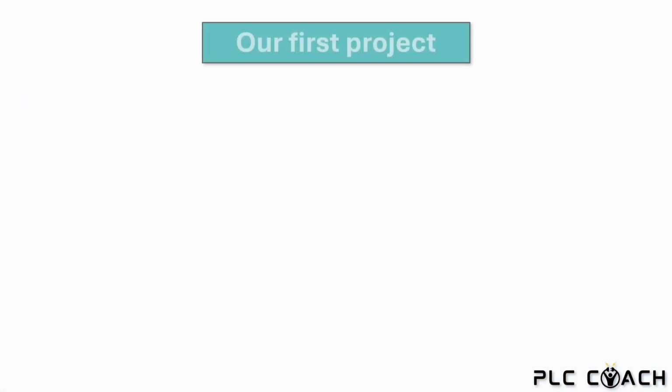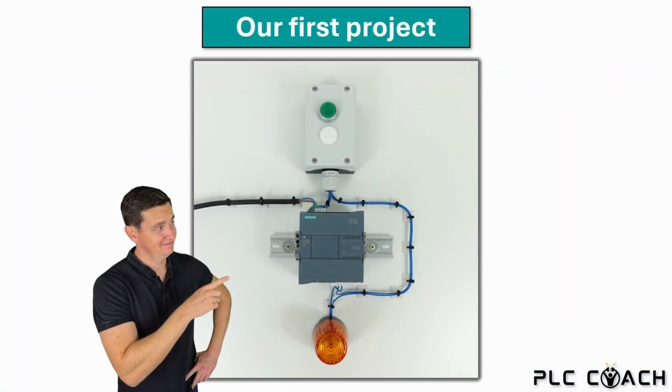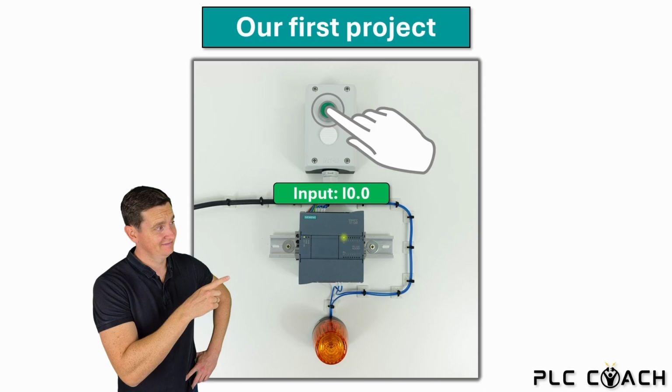Our goal is to create a program for our training system. When someone presses the green button, the PLC detects it through the input I0.0. At the same moment, the PLC activates output Q0.0, which is wired to our lamp. We will establish the connection between the input and the output through the PLC code.